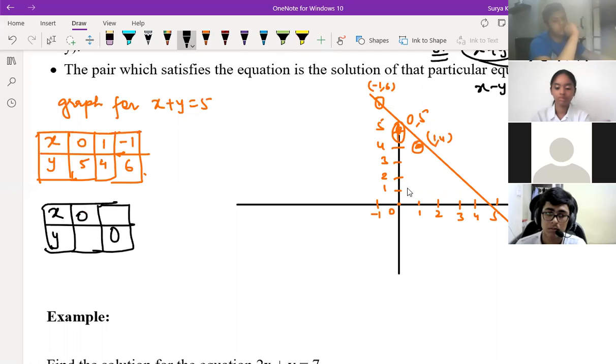If x is equal to 0, what are you getting? 5. If y is equal to 0, then also you are getting 5. You should match 5 and 5 here, that is enough. All the points will come on that line only. Understood? My method is this only. I prefer this method. Is it clear, Sriyanvi? Like this only you might have learned, right?